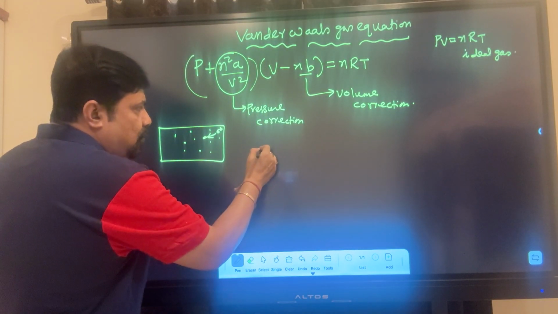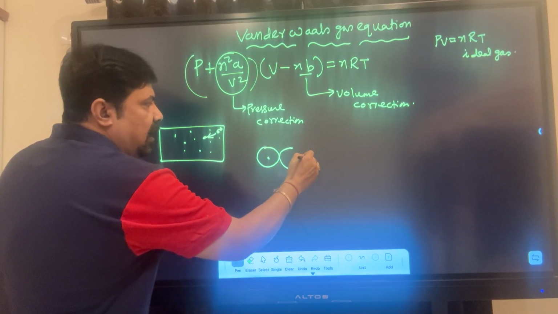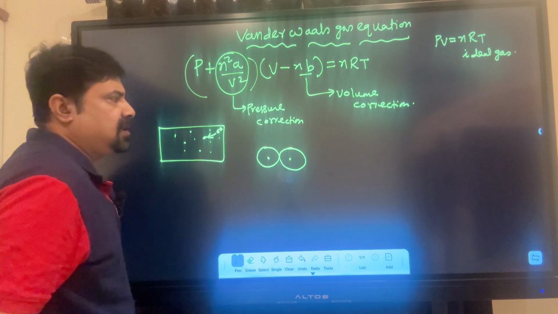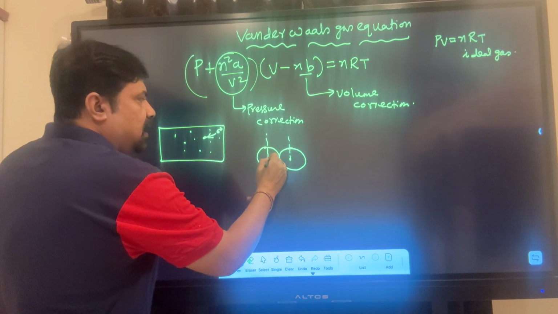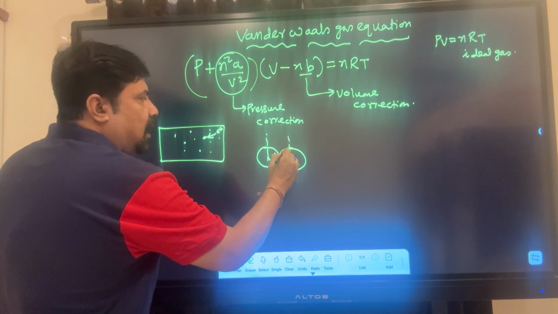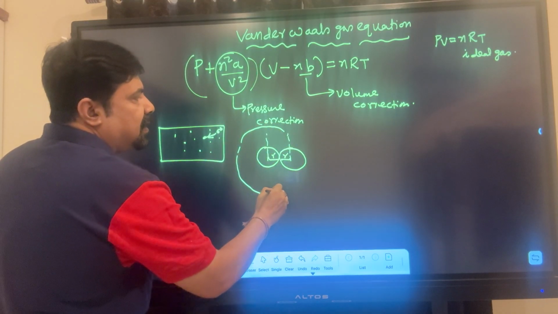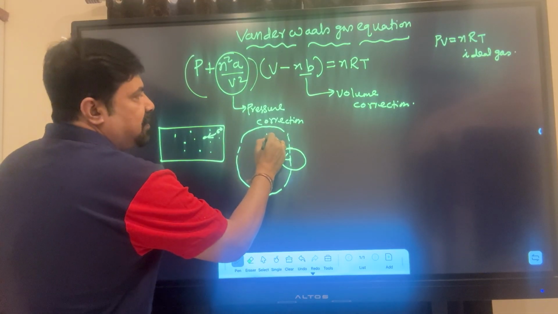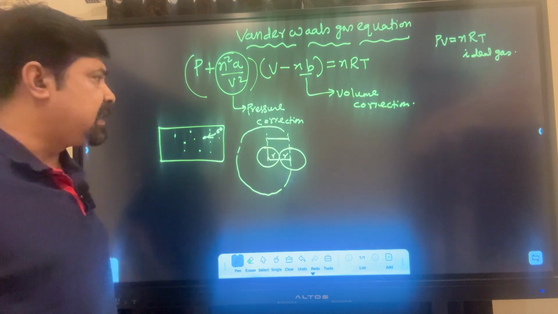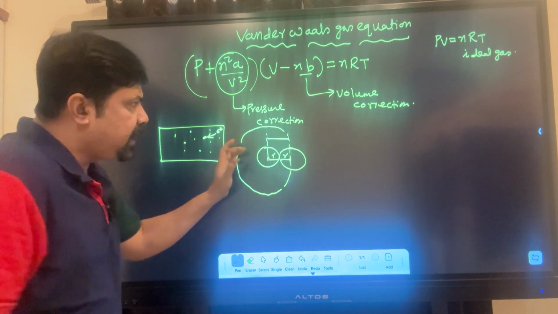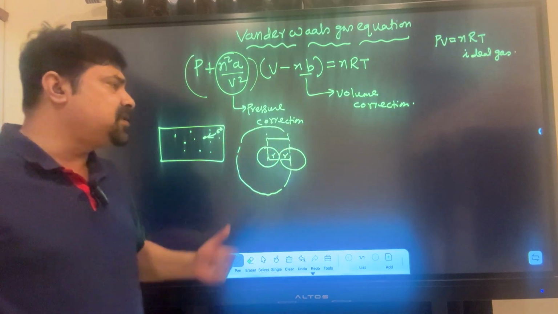Whenever molecules collide, we consider the two molecules as hard spheres, so they cannot penetrate each other. If you consider the radius here as r and the radius here as r, these two radii together give an incompressible volume. That means this molecule cannot compress the other one and occupy this volume. That's why this volume is considered as what?